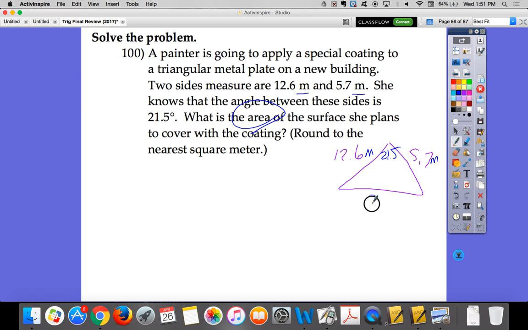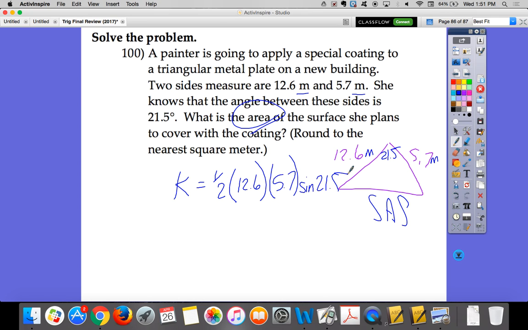We're good to go. Again, guys, this is SAS. This is what we just did. K equals 1/2. We're going to put one side here. We're going to put the other side here. And we're going to do sine of the included angle. And it's just a matter of typing. 0.5 times 12.6 times 5.7, and then times sine of 21.5. Answer is 13.16, but to comply with this, we're just going to say 13. That would be meters squared. I didn't put my units on the other ones.